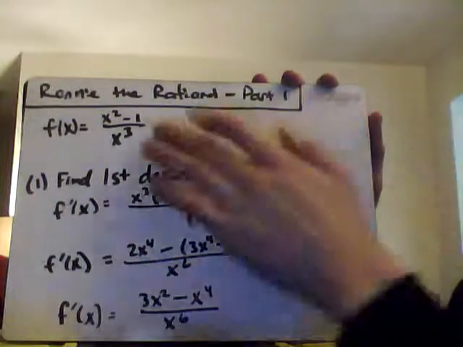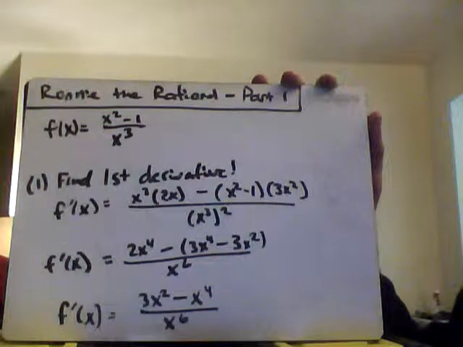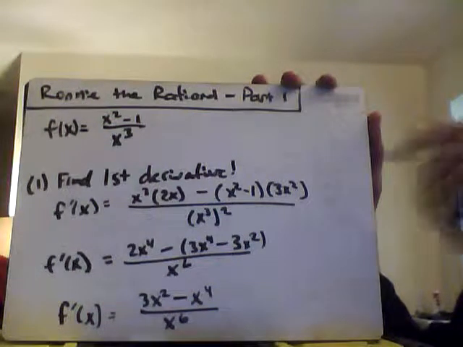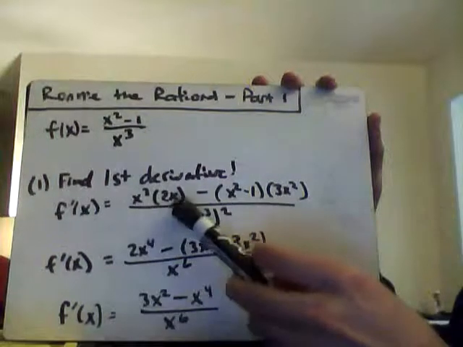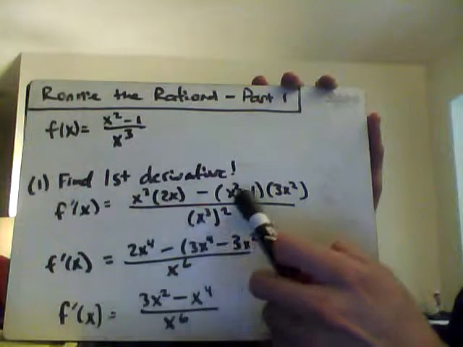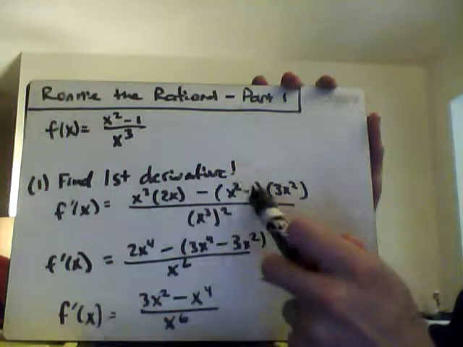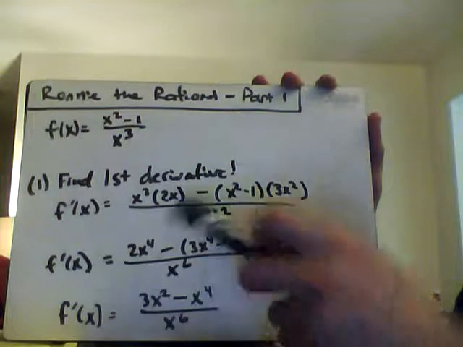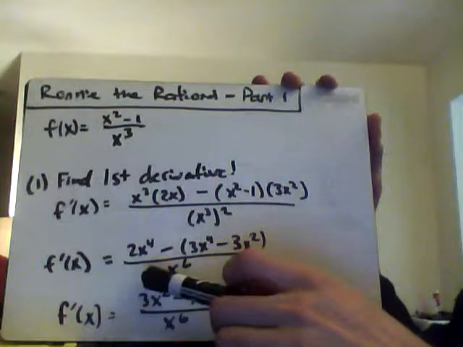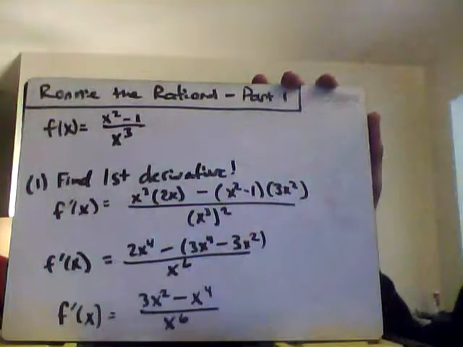We could divide this out initially and we'll get to the same answer, but I'm going to show you using the quotient rule since that seems to be a favorite. In this case, f prime is equal to x cubed times 2x minus x squared minus 1 times 3x squared, which is low d high minus high d low, over low squared, which is x cubed squared. You need to simplify these, because the more that you simplify and simplify correctly, the easier the critical points are going to be to find.